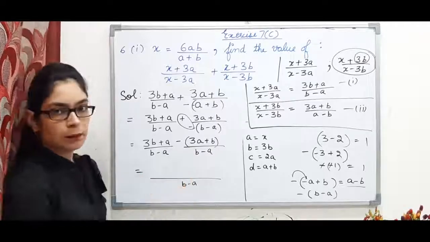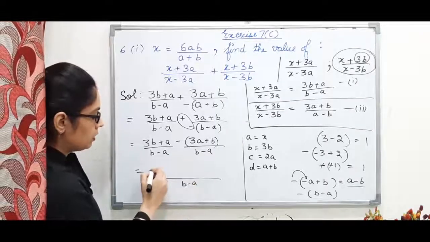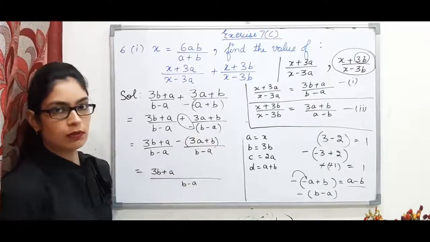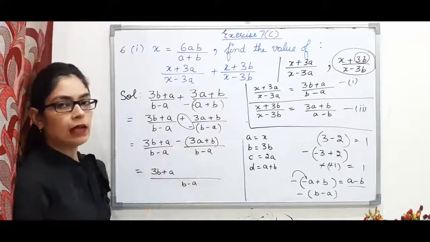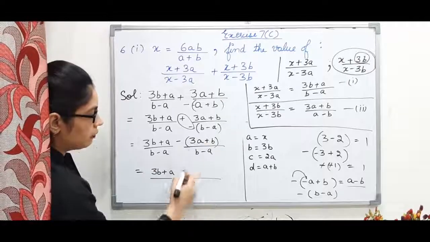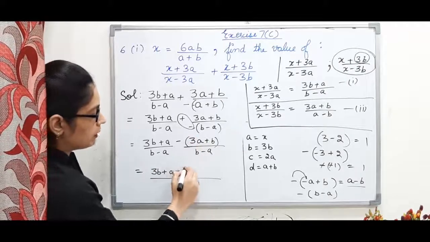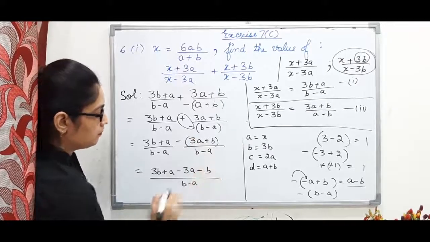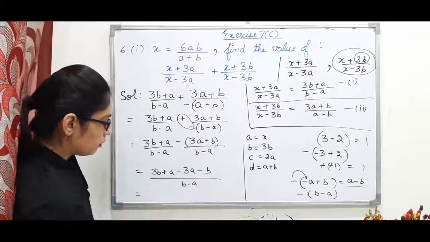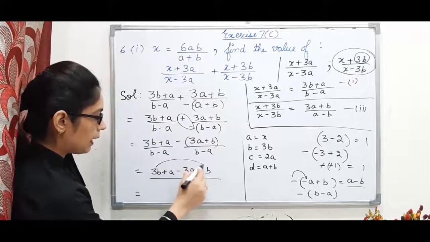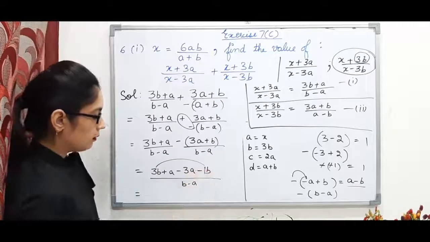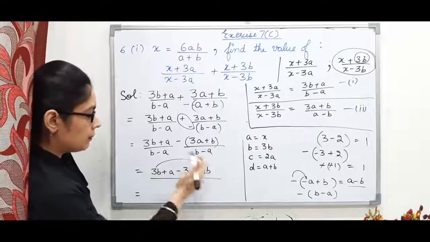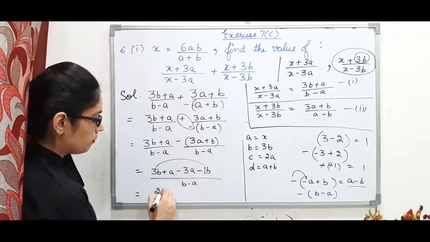This will be the LCM because it is already same. So I will write 3b plus a. This bracket now I will open. So whenever minus sign is outside the bracket, inner signs we have to change. So plus 3a will be changed to minus 3a and minus b. Now like terms we can solve. 3b and b, these are like terms. So 3b minus b means 1b, 3 minus 1, 2b as it is.